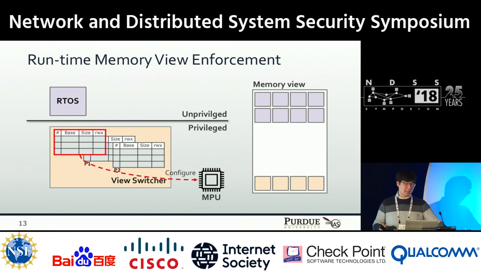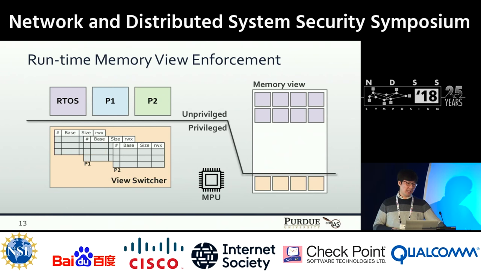When it does that, it configures the MPU hardware so that none of the programs in the unprivileged mode can access the view switcher running in the privileged mode. And when the RTOS runs, it creates processes like P1 and P2, and when the RTOS schedules P1 into the schedule queue, we basically catch that interrupt, the process switching event.